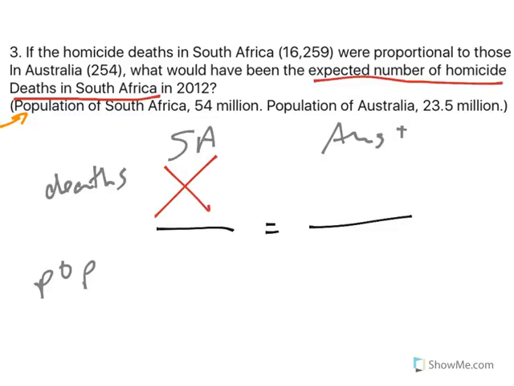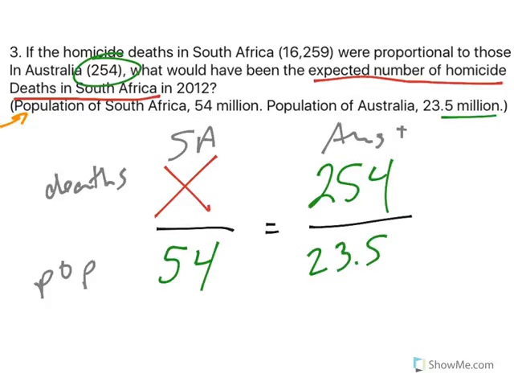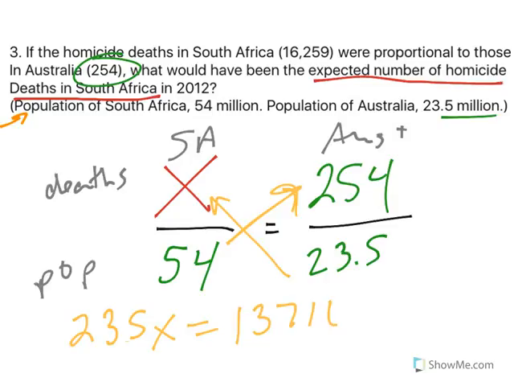I know the population in South Africa is 54 million. I know in Australia there were 254 deaths and the population was 23.5 million. Because both of my populations are in millions, I can leave the million off because it's consistent. All right, so then I go to cross multiply. So 23.5x equals, I go this way, 54 times 254 gives me 13,716. I divide both sides by 23.5.